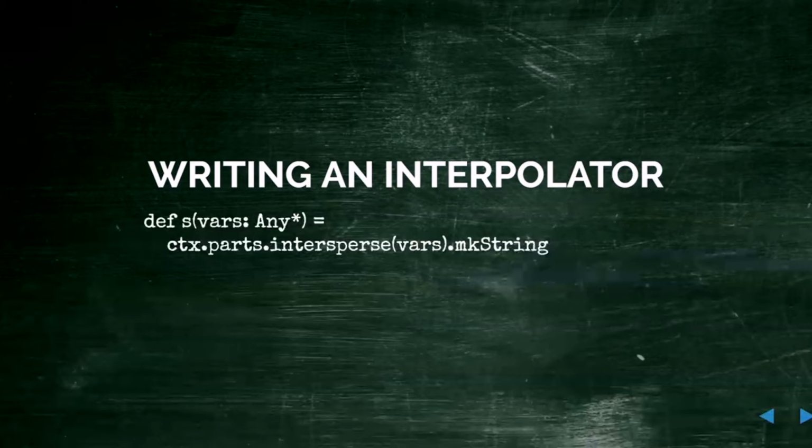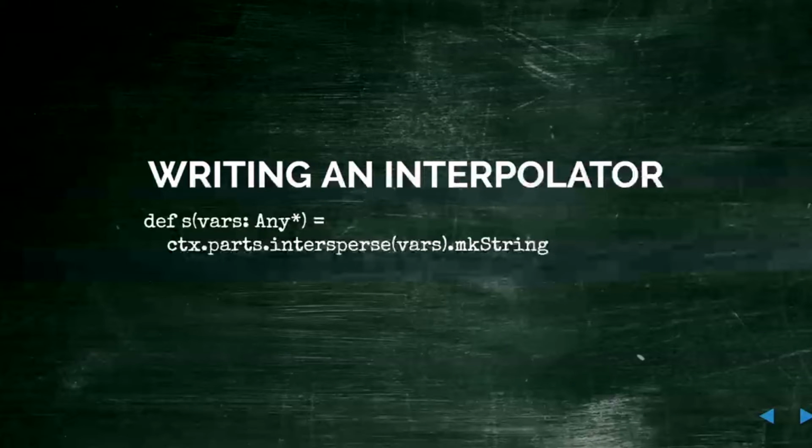And this will take the ctx, the string context. We get the parts. That's the name of the value containing the fixed parts, and we use the intersperse method, which has one serious disadvantage I'll explain in a second. The intersperse method slots the variable parts in between that, and then we just call mkString. Okay? And that will produce a string at the end of this. So the return type of this, although I haven't included it, will be just a String.